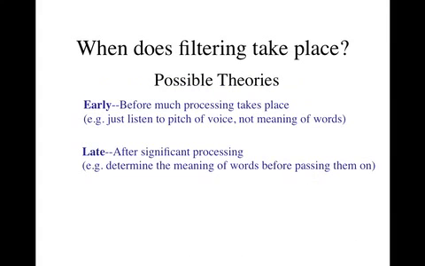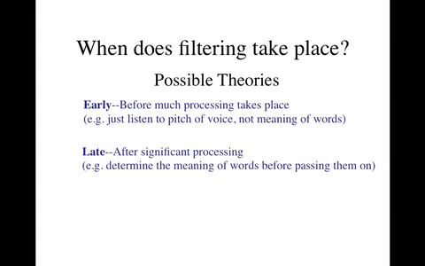So a very basic question in the history of attention research is, when does filtering take place? The idea is that only a certain amount of information is processed, but what do we mean by that? At which stage of processing are we talking about that only the things you're paying attention to get processed? So we talked about two models, early and late. Early filtering models say filtering happens before much processing takes place, and so it's based on simple properties of a stimulus.